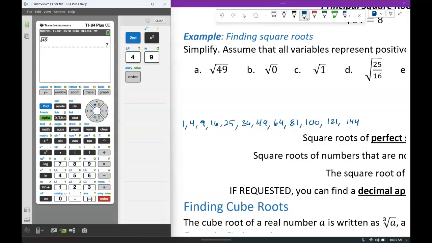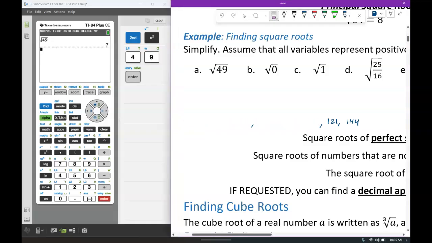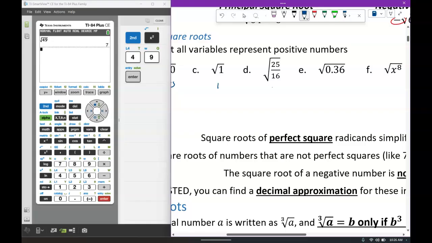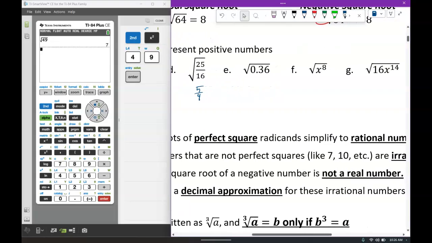Now we'll talk in a little bit about what happens when we don't have perfect squares. So we see the square root of 49 is 7. A number squared that equals 0 is just 0, so the square root of 0 is 0. The square root of 1 is 1, since 1 times itself equals 1. For 25 over 16, well, the fraction 5 over 4, when squared, gives 5 squared and 4 squared, which equals 25 over 16. In order to get 0.36, we have to remember our decimal rules when multiplying about the number of decimal places, so 0.6 gives us our square root.